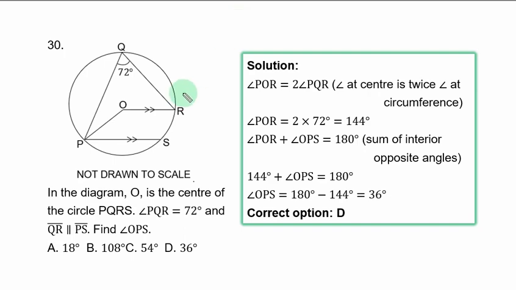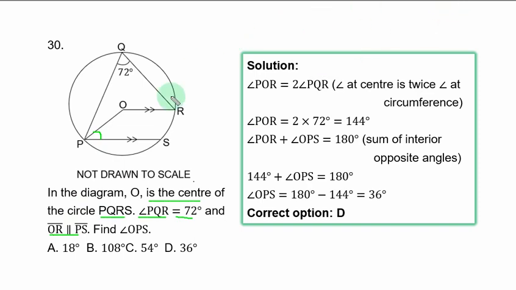Question 30. In the diagram, O is the center of the circle PQRS. Angle PQR is 72 degrees and QR is parallel to PS. Find angle OPS. That is this angle. So because we have OR, OR is parallel to PS.